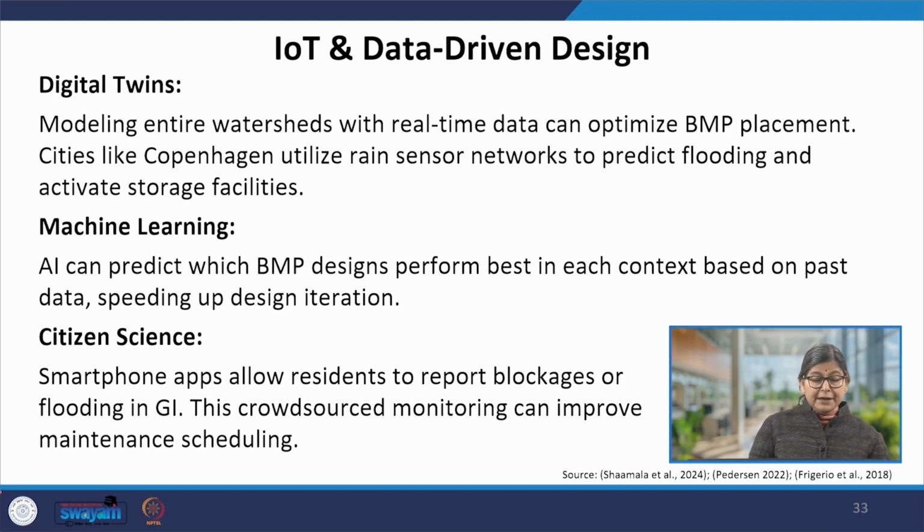Machine learning and AI can predict which BMP designs perform best in each context based on past data, speeding up design iteration. Citizen science: smartphone apps that allow residents to report blockages and flooding in GI. The crowdsourced monitoring can improve maintenance scheduling as well.